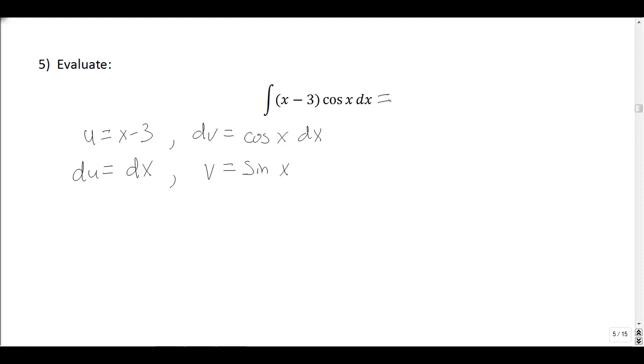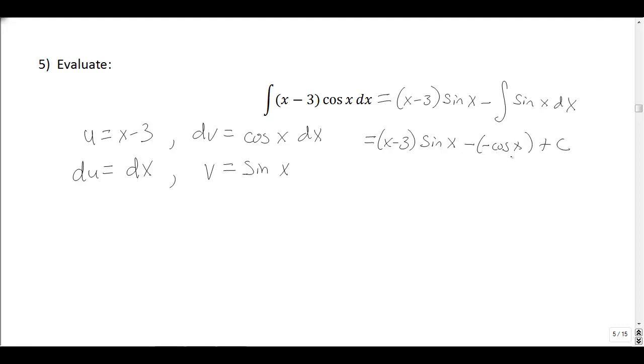So my integral, I do integration by parts, it's u times v. That's x minus 3 times sine x minus the integral of v du. Well, that's just sine x dx. So we get x minus 3 times sine x. The antiderivative of sine x is actually a negative cosine x plus c.